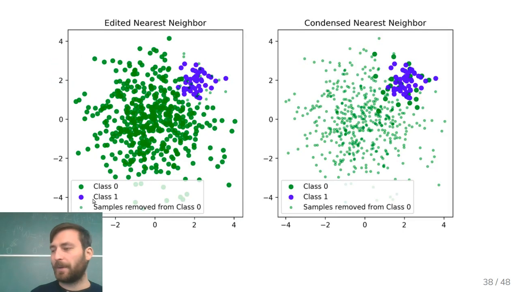But just comparing, going back to the synthetic data set, comparing class zero, comparing the edited nearest neighbors and the condensed nearest neighbors, they basically do exactly the opposite. Edited nearest neighbors removes everything that would be misclassified, and condensed nearest neighbors only adds the points that are misclassified.